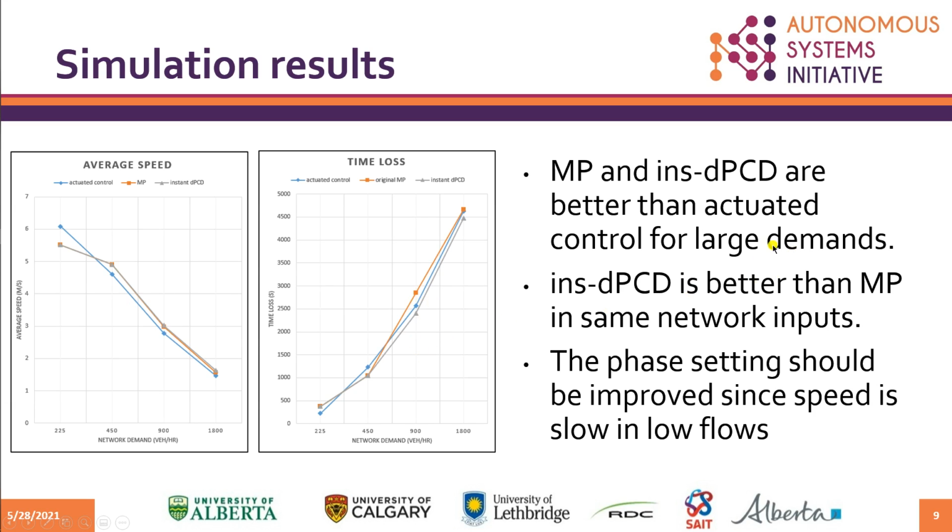We can find the following results. First, both MP and instant DPCD are better than actuated control for large demands. Second, the proposed instant DPCD is better than the MP in the same network input. Last, the phase setting should be improved.